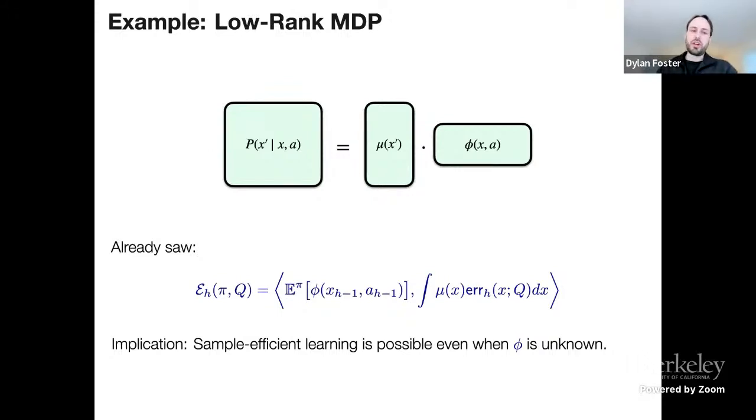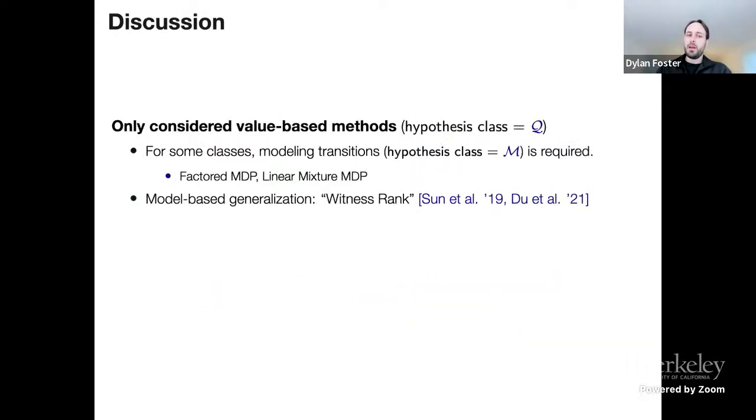I'll just do a little more discussion. First of all, the methods we've looked at for Bellman rank so far have been value-based. Our hypothesis class was a set of Q functions. There are some MDPs where modeling the Q functions requires high sample complexity, but you can get low sample complexity if you model the transition probabilities directly. So you take a model-based approach. And there's a variant of Bellman rank called witness rank that handles some of these cases.